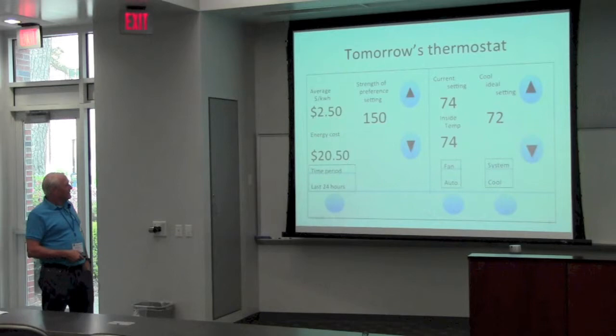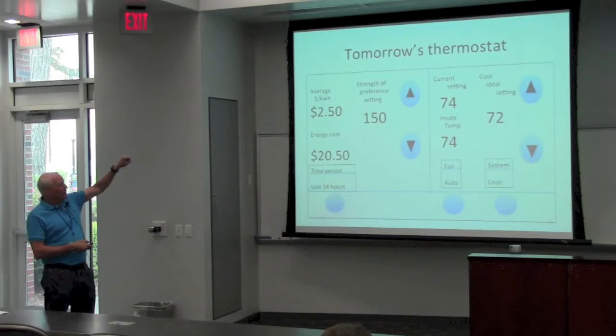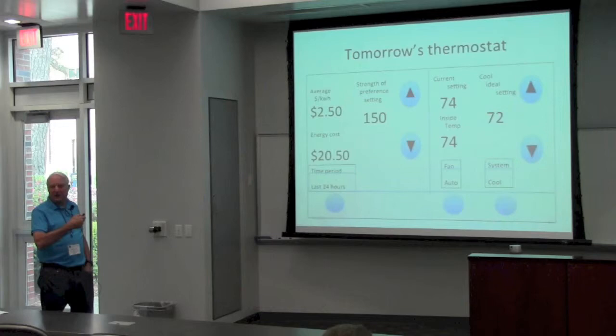Tomorrow we just add a separate panel on it. So I have a strength of preference number that I set here. And then over here, it can just report what's going on. So if I'm paying too much, I can lower the strength of preference and cut my bills. My ideal set point is here. My actual setting is going to be determined by how strong my preferences are and what the current prices are. It's a fairly simple idea, actually.